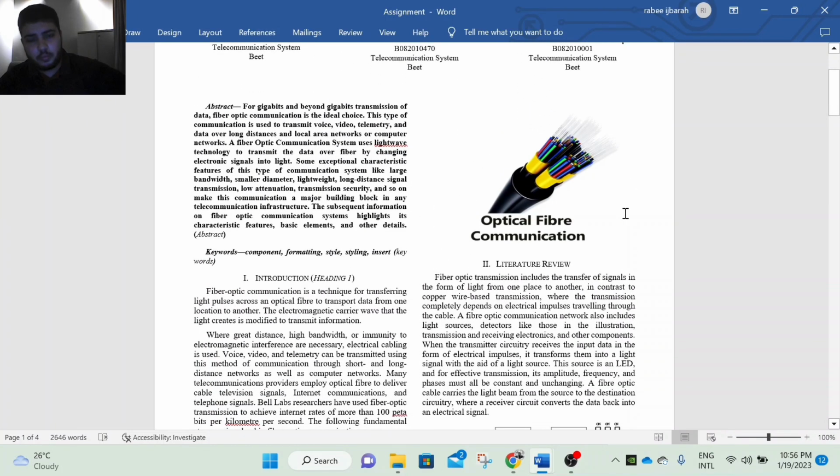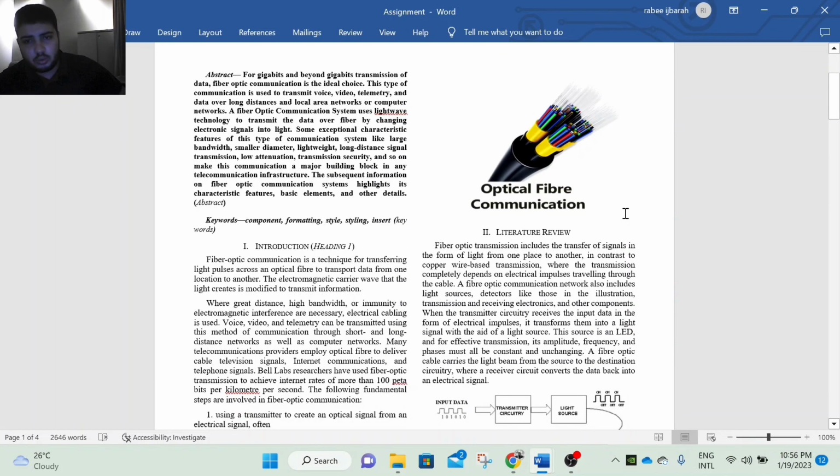For the literature review, fiber optical transmission includes the transfer of signals in the form of light from one place to another, in contrast to copper wire based transmissions, where the transmission completely depends on electrical impulses traveling through the cable. A fiber optic communication network also includes light source detectors like those in the illustration, transmission and receiving electronics, and other components.